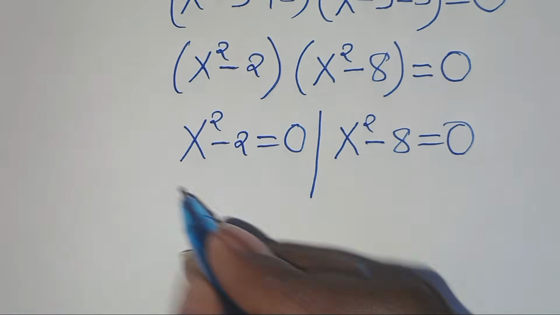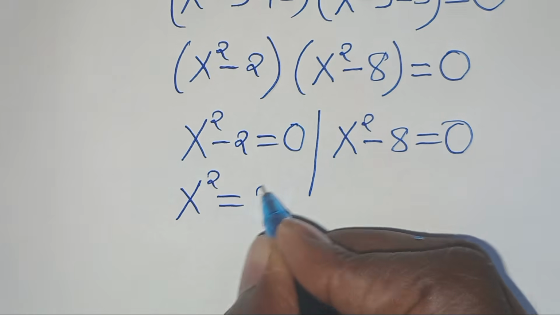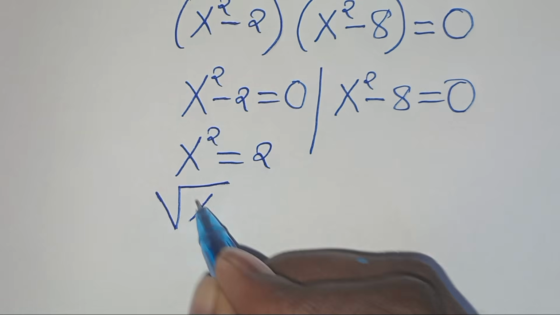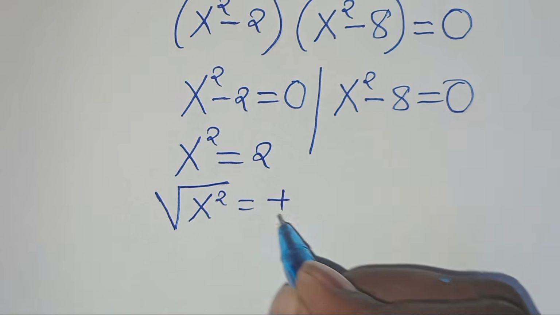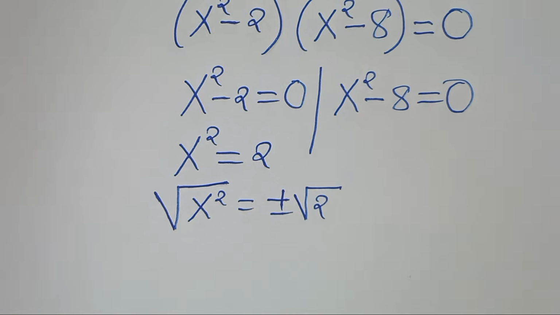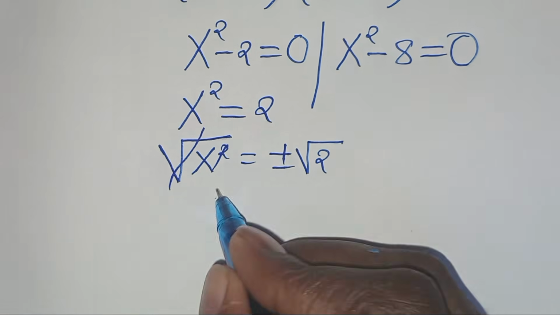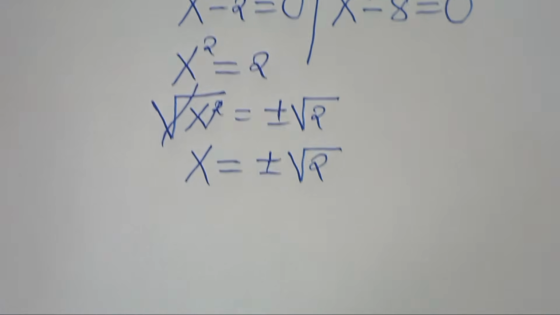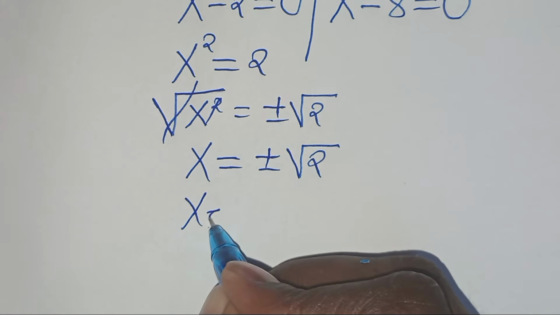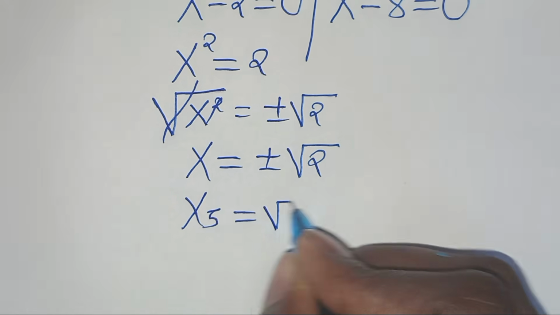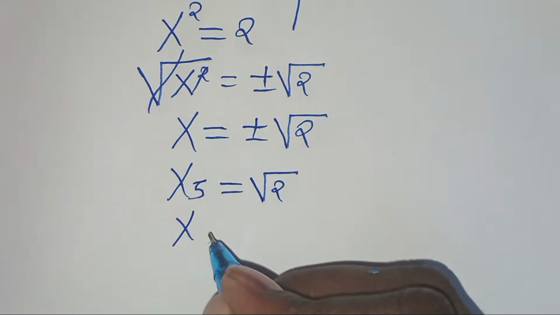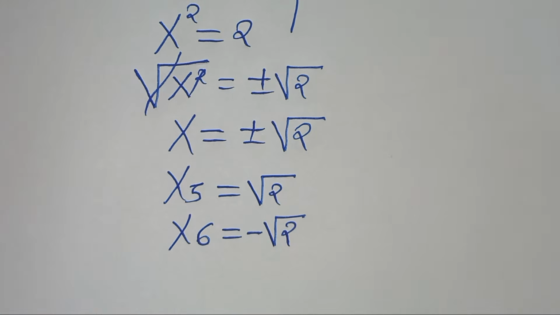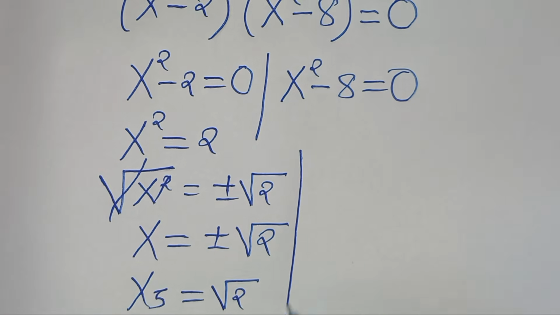From the first part here, we have x to the power of 2 equal to 2. So to solve for x here, we introduce the square root on both sides. We have plus or minus the square root of 2. So x is equal to plus or minus the square root of 2. This implies that x5 is equal to square root of 2, and x6 is equal to negative square root of 2. Let's proceed to the next part.